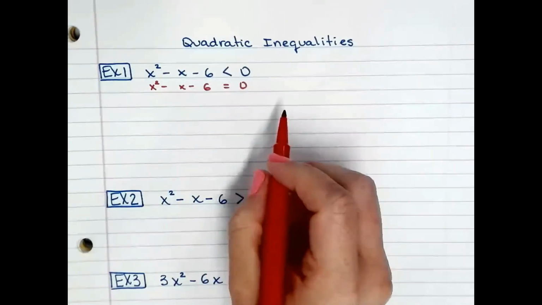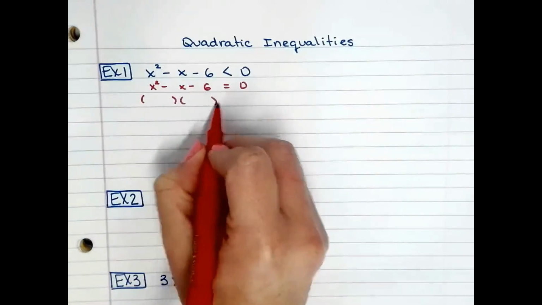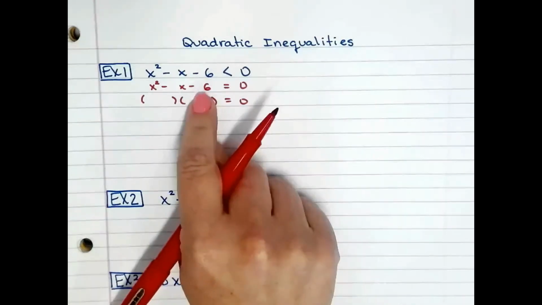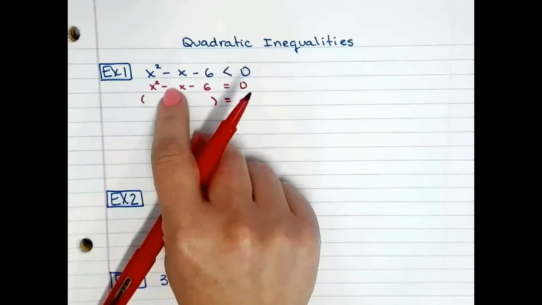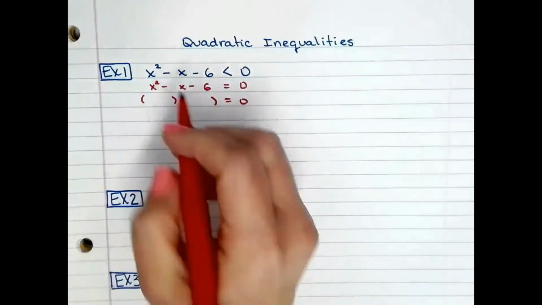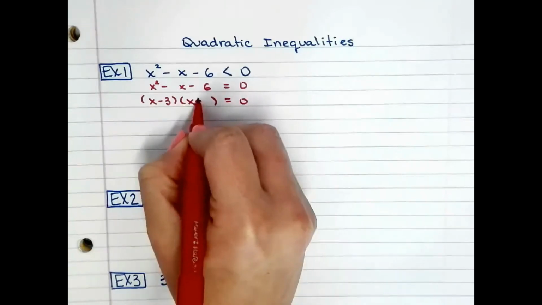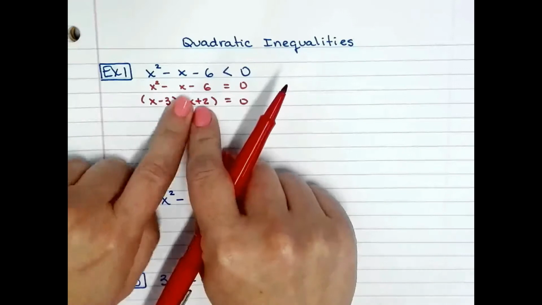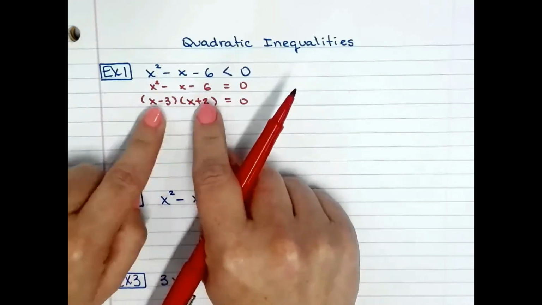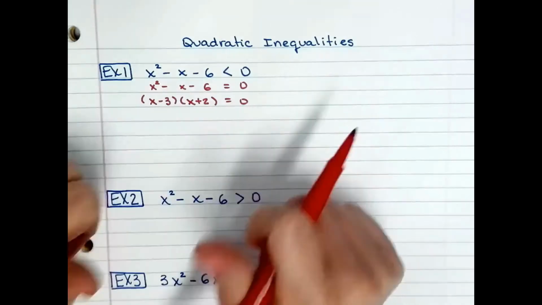Okay, I will solve this by factoring. So I will definitely look for two numbers that multiply to -6 and the same two numbers that add up to -1. So I have x minus 3, x plus 2. So -3 times 2 is -6. -3 plus 2 equals -1.